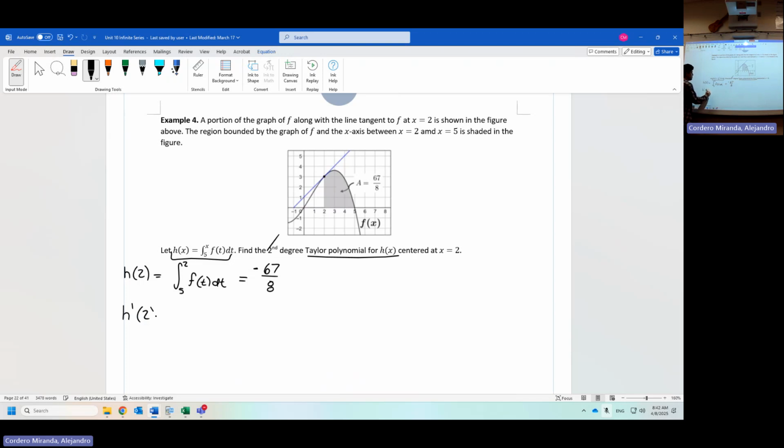I want h prime of 2 now. What would that be? Yeah, exactly. H prime is just straight up f. So h prime of 2 is f of 2. F of 2 is the function value at 2, which is 3. Boom, there's h prime. And then h double prime of 2 would be, hopefully you agree, just f prime of 2. But what is that?